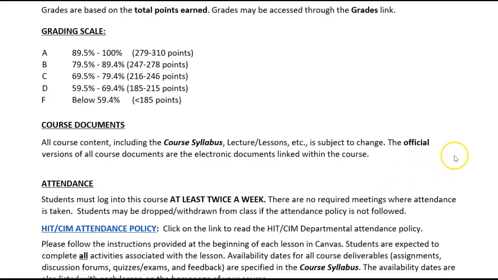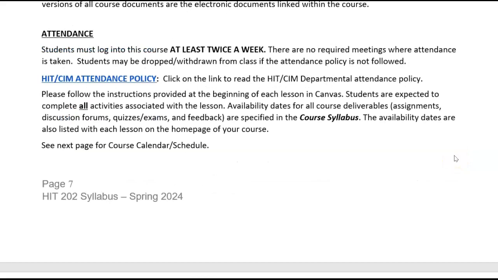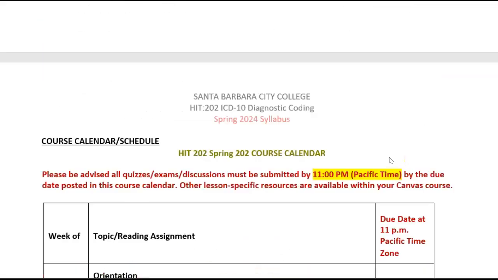All right, so let's go ahead and the grading scale is the same in this class as it is in every other class. And attendance, you must log in at least twice a week. This way you're not missing anything. It's a good way to check out discussions to see if anybody has a question that possibly you were thinking of.